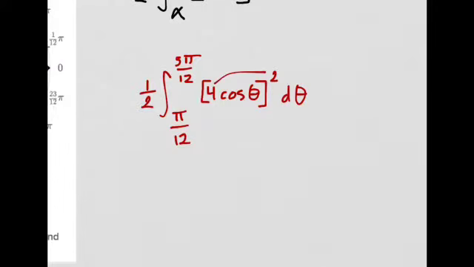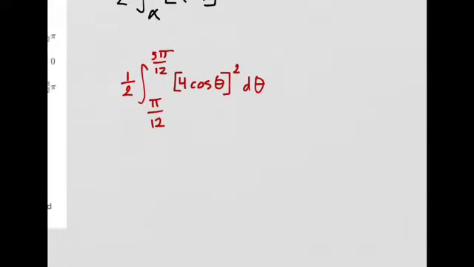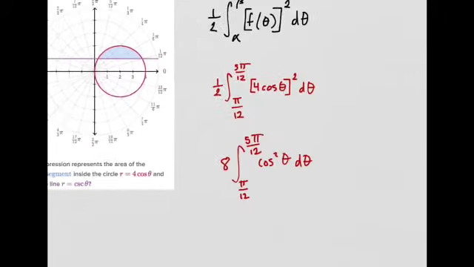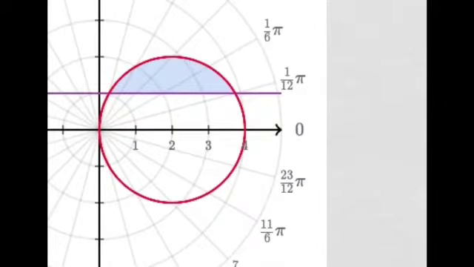I can have 4 squared. Remember, I can distribute this in because I have the multiplication right there. So 4 times 4, that would be squared, is 16, divided by 2 is 8. So I'm going to write an 8 on the outside, and I have cosine squared on the inside. So that represents the area that I showed you, this area right there.